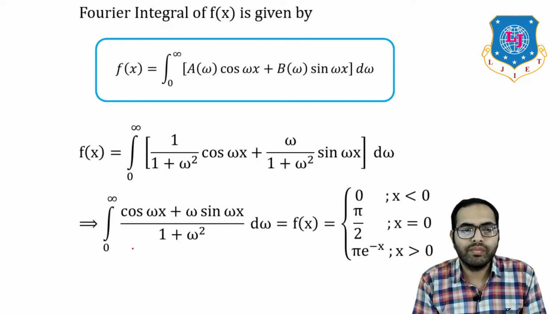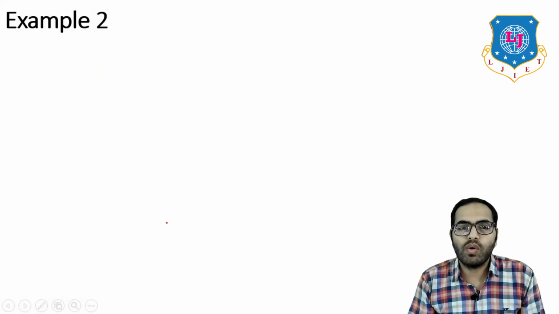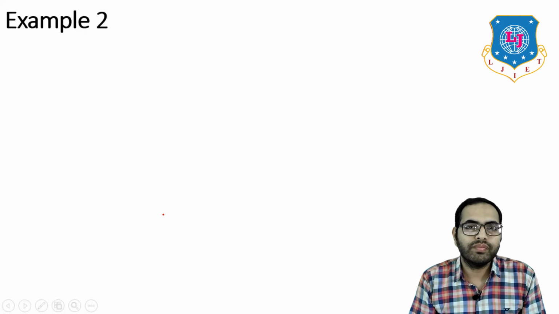Taking the LCM, that will give you integral from 0 to infinity of cos of omega x plus omega sin of omega x upon 1 plus omega square d omega, which is equal to the function that is 0 where x is less than 0, pi by 2 where x equals 0, and pi e raised to minus x where x is greater than 0. Hence, we have proved the given question. Let's move on to one more example.